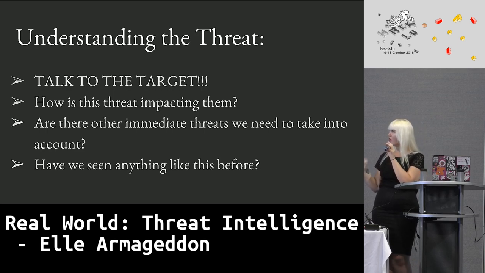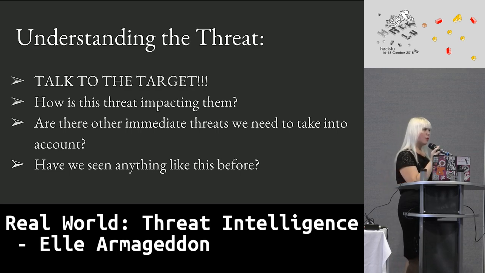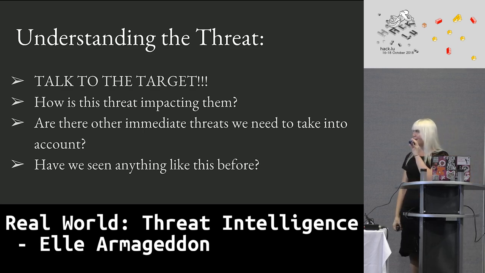We also want to know if there are other immediate threats that we need to take into account. So if somebody is coming to us about one problem, we want to get a good idea of their total threat landscape, not just a good idea of the circumstances around that one problem, so that we can factor that into our decision-making process. And again, have we seen anything like this before?